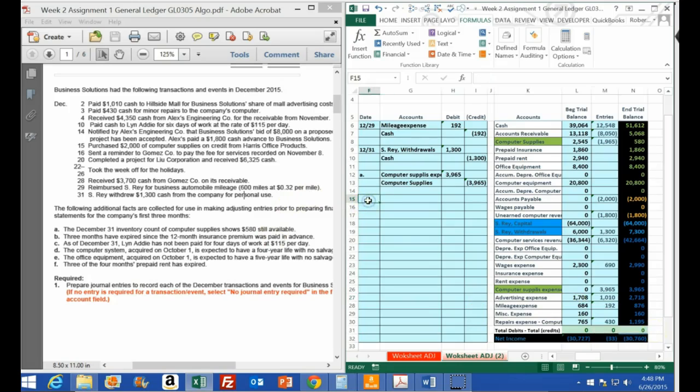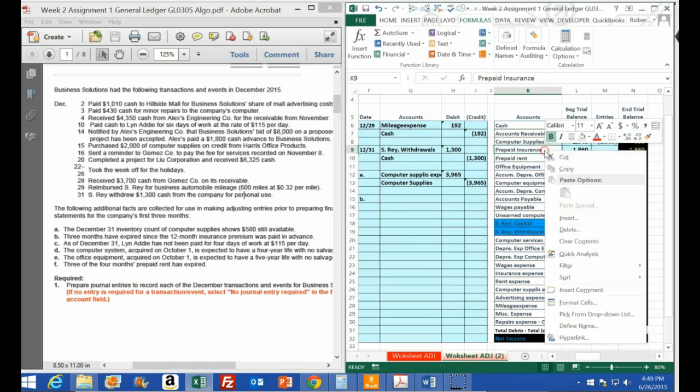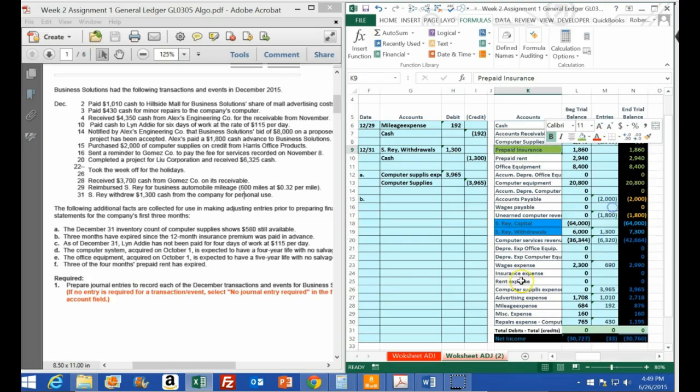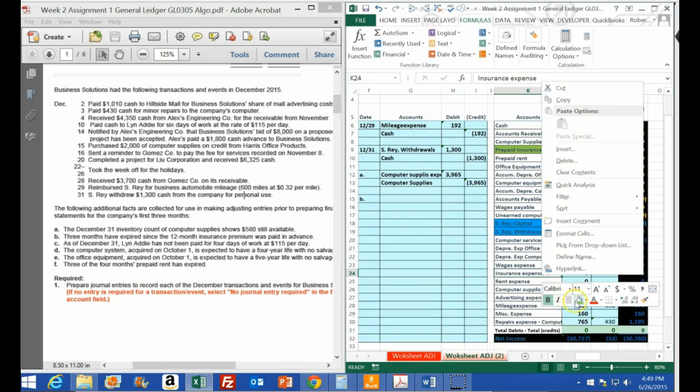Okay, so then we're going to go to letter B. Three months have expired since the 12-month insurance premium was paid in advance. So we have the insurance premium. Since we are in the adjusting process, we're going to go through our questions. There's going to be one balance sheet account other than cash related to insurance. We look through the accounts and see there's prepaid insurance, so I'm probably going to do something with that. There's going to be one income statement account below the blue line in our adjusting entries related to insurance: insurance expense.